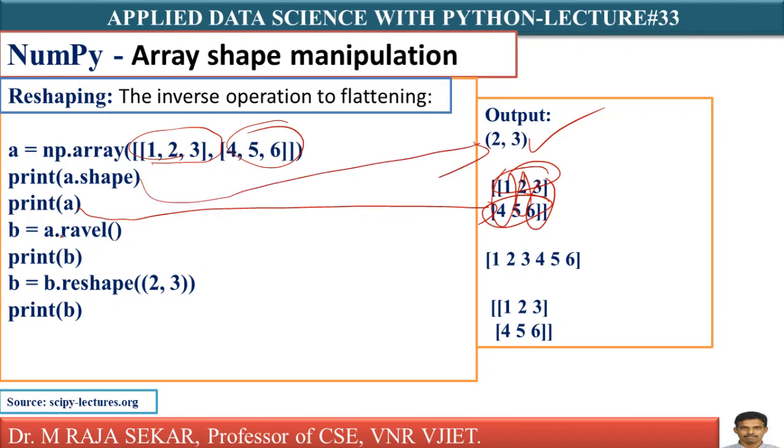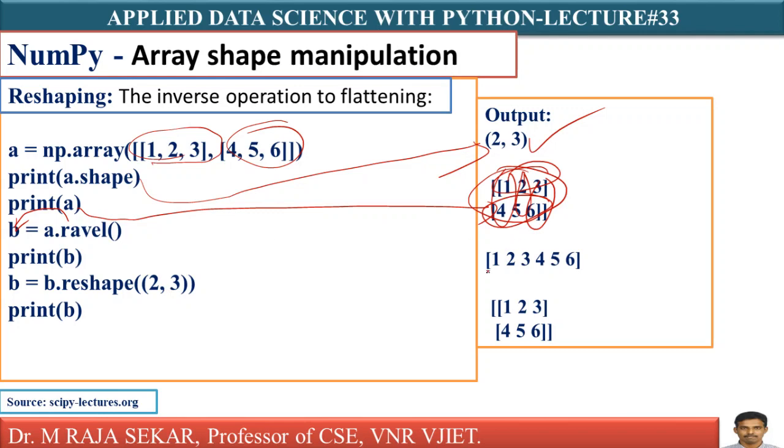Now, what am I doing here? A.ravel means that the array will be flattened. Which array will be flattened? This particular array, 1, 2, 3, 4, 5, 6, will be flattened. Then let me print B. I am keeping that one in B. Just see, I am flattening two-dimensional array A and keeping that one in B.